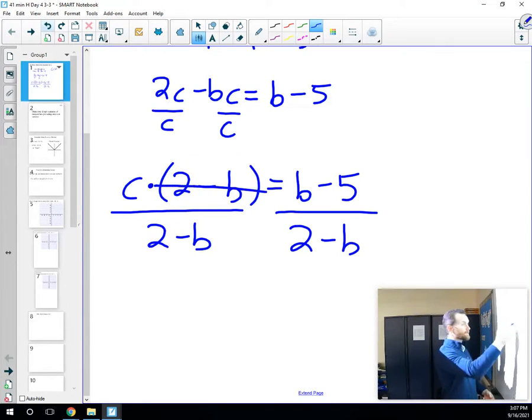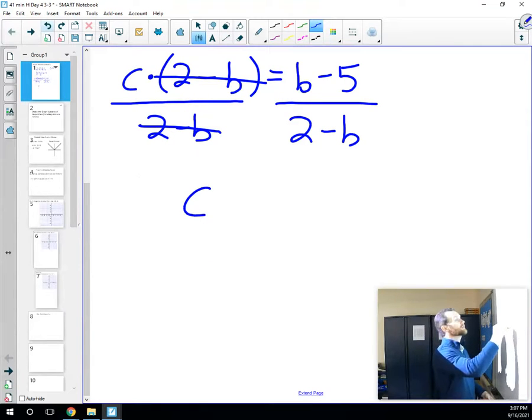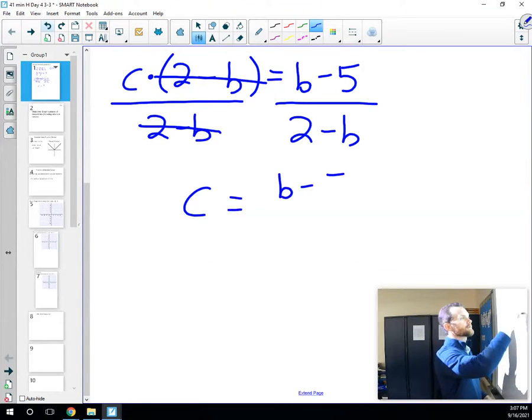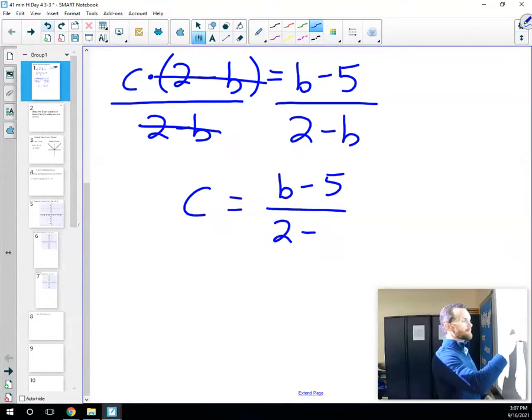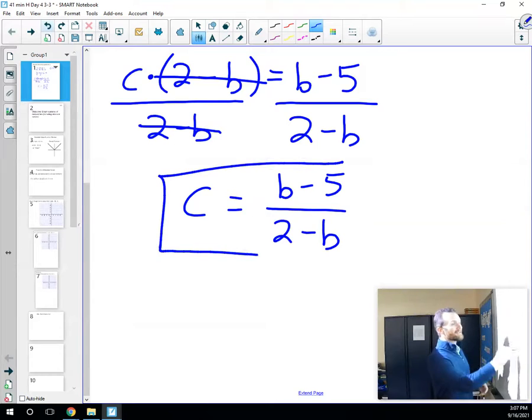Well, okay, so the 2 minus B and the 2 minus B cancels out. And then we're left with C equals B minus 5 over 2 minus B. And we're done. I mean, it's kind of an ugly answer, but it's an answer.